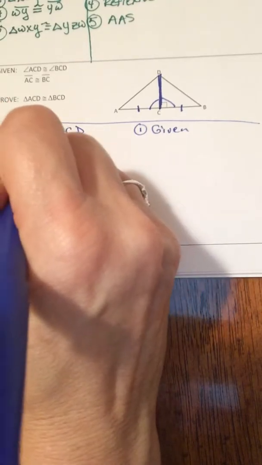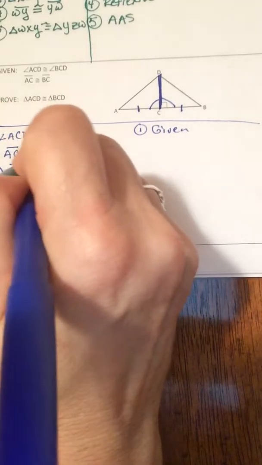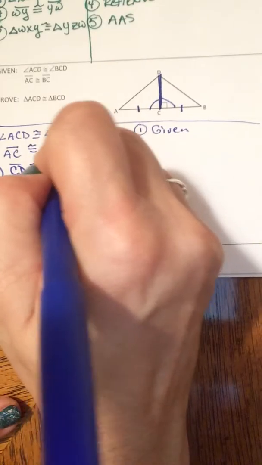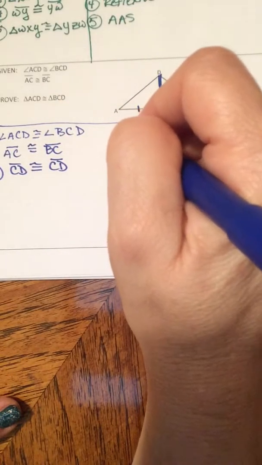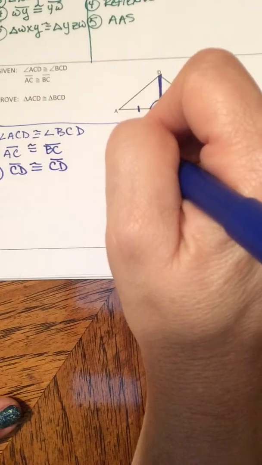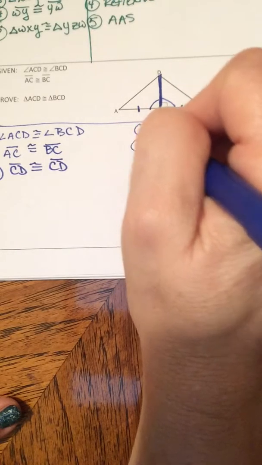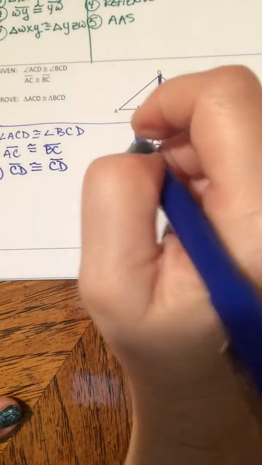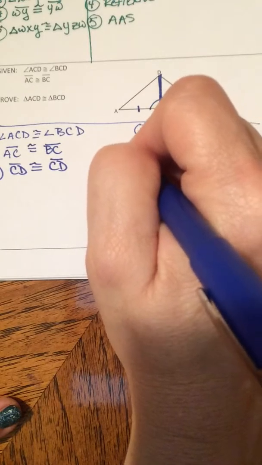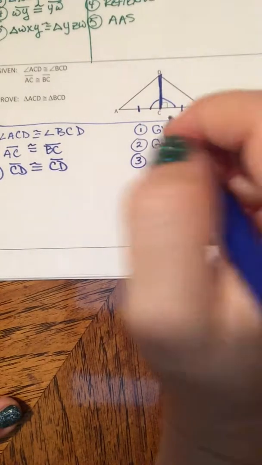So I'm going to say CD is congruent to CD. So I have reason number 1 is given, reason number 2 is given. The third thing is just the reflexive property of equality again. So I'm going to say it's reflexive. It's congruent to itself.